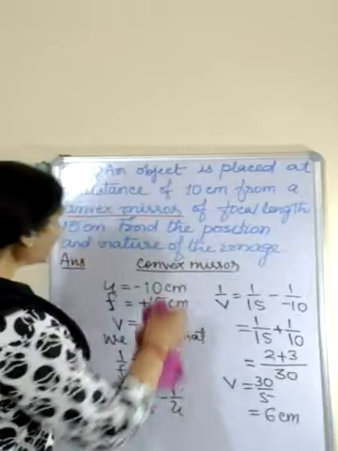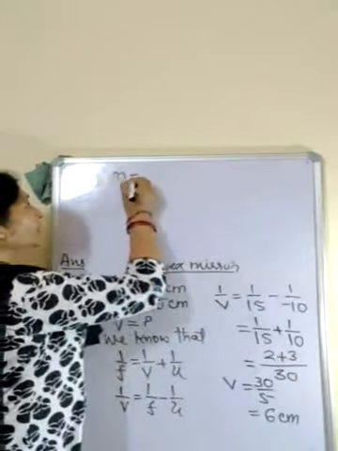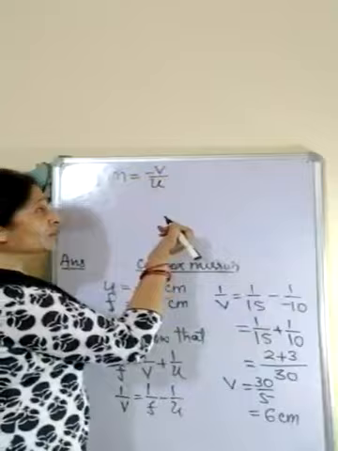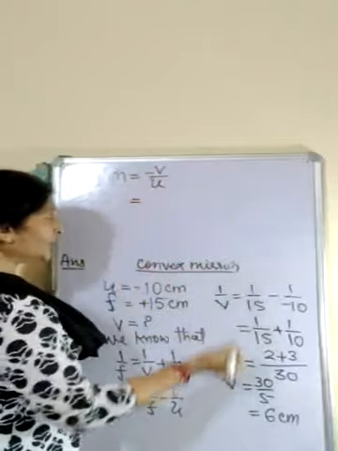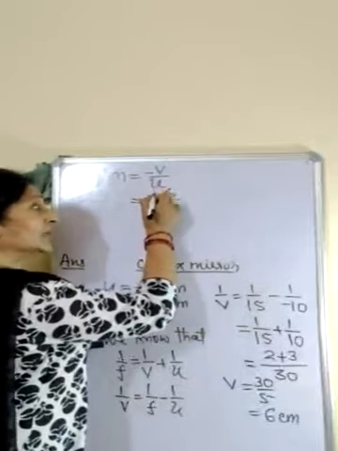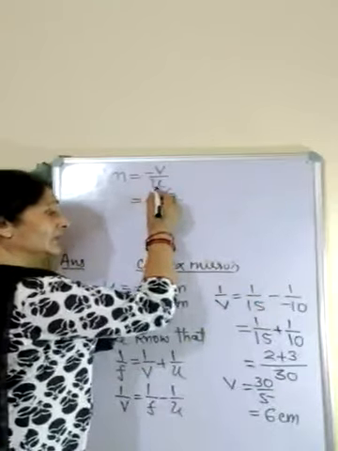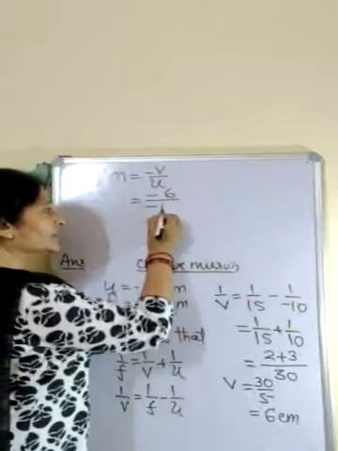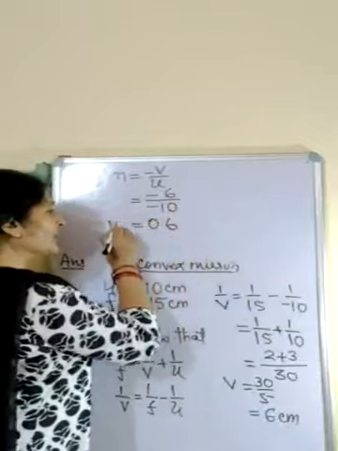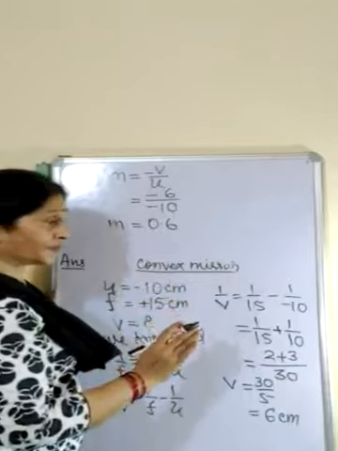How will we get magnification? Magnification is equal to minus V by U. This formula we obtain geometrically. And now put the values. Minus 6 by... V is equal to 6 only, and this sign will come here, and U is minus 10, and therefore this will be equal to 0.6. Now we are able to write the complete information about the image formed. Let us write. How will we write it?